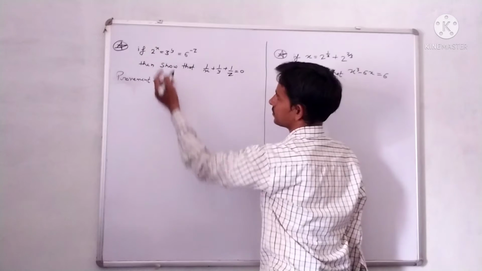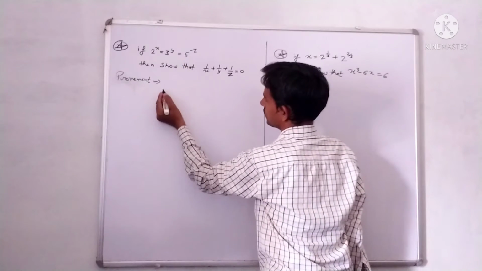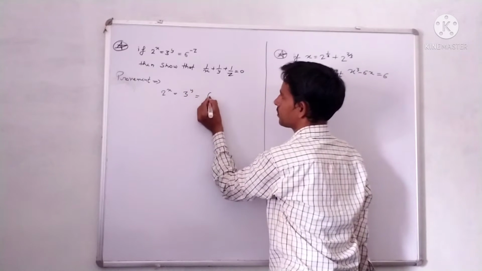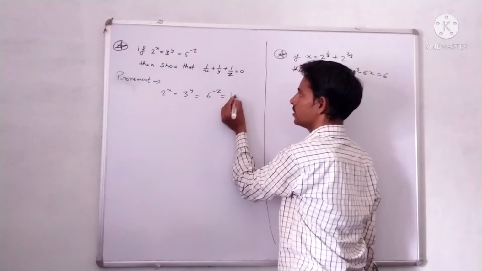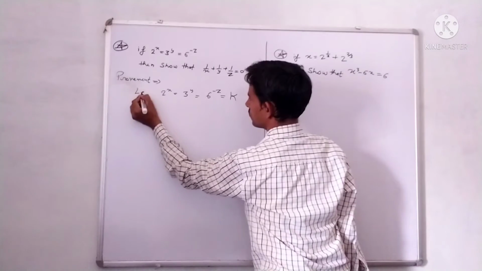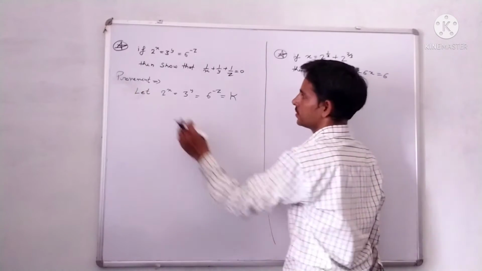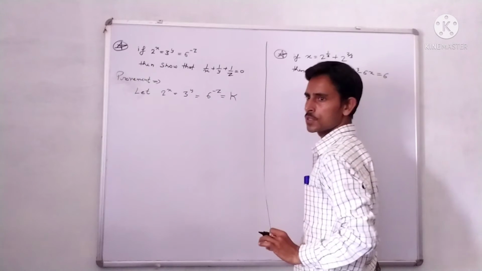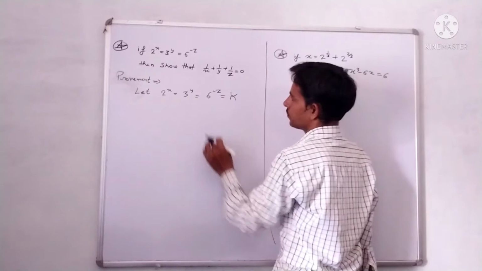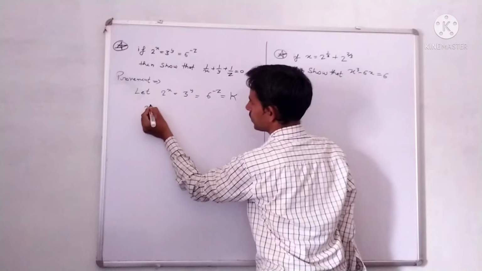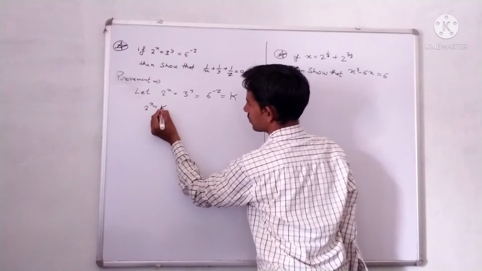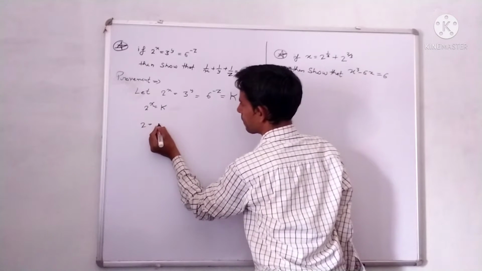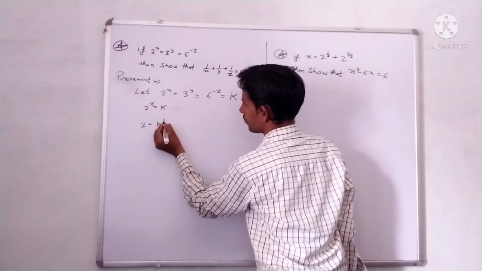We can write whatever we have given like this: 2 power x equal 3 power y equal 6 power minus z equal k. Let 2 power x equal 3 power y equal 6 power minus z equal k. So we can take 2 power x equal k. So 2 equal k power 1 upon x.